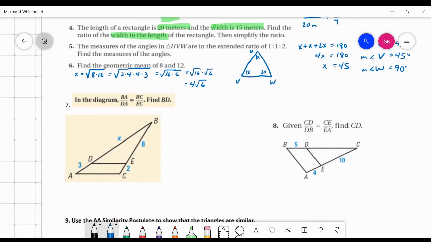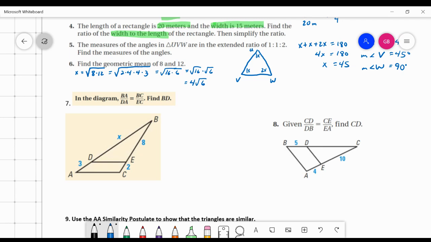Next, number 7. In the diagram, BA over DA is equal to BC over EC. We need to find BD. Okay, so let's go ahead and take this proportion here and let's substitute. BA is from here all the way to here. So that's actually x plus 3. DA is 3. BC is from here to here, so 8 plus 2, that's 10. And EC is 2.